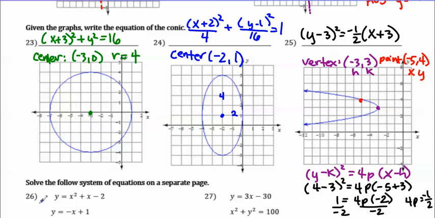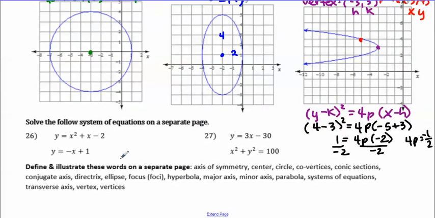Okay, 26 and 27 says to solve on a separate page. There's not really room to solve them here, so you should pull out a piece of paper for that. And remember, you can also use that same piece of paper to define and illustrate your words. This is a part of your review packet, so you are expected to write a definition and draw a picture for each one. Alright, so let's go to the next page and do 26 and 27.